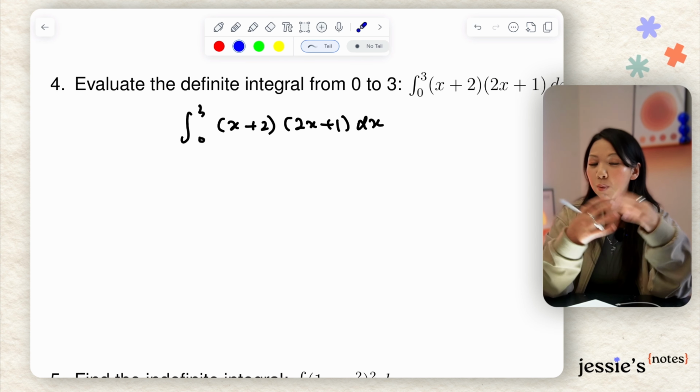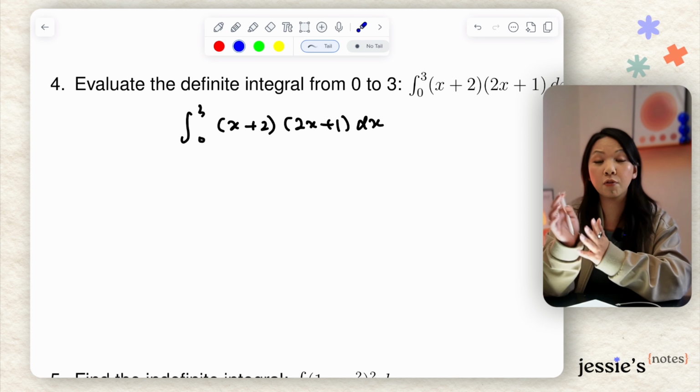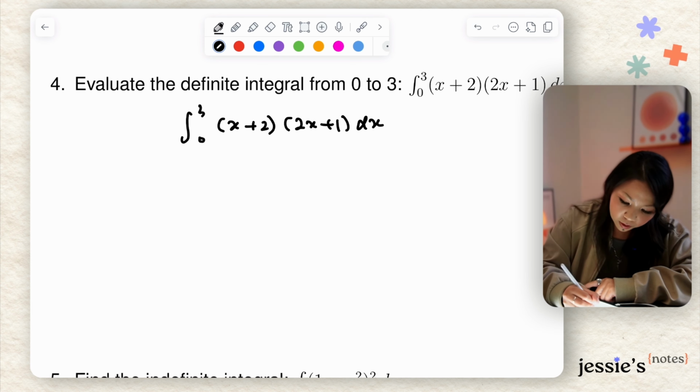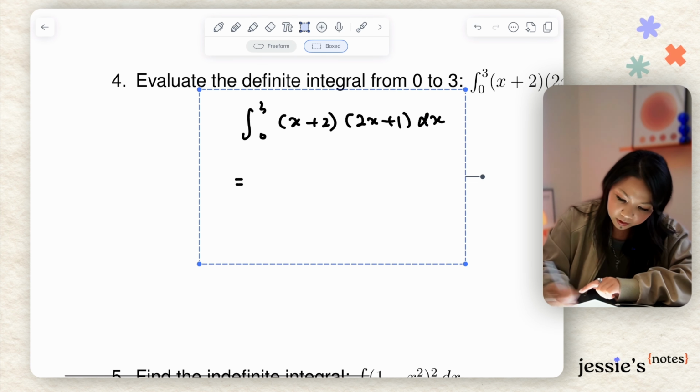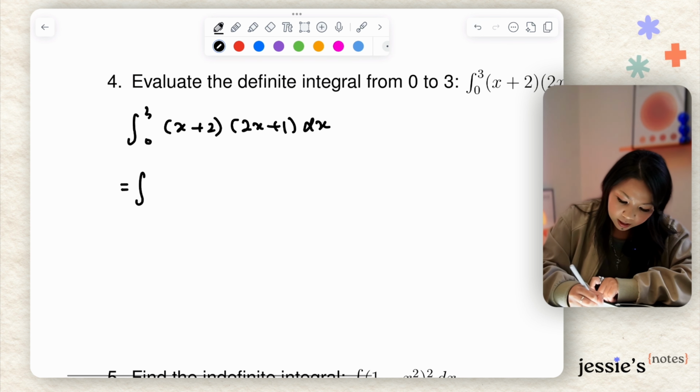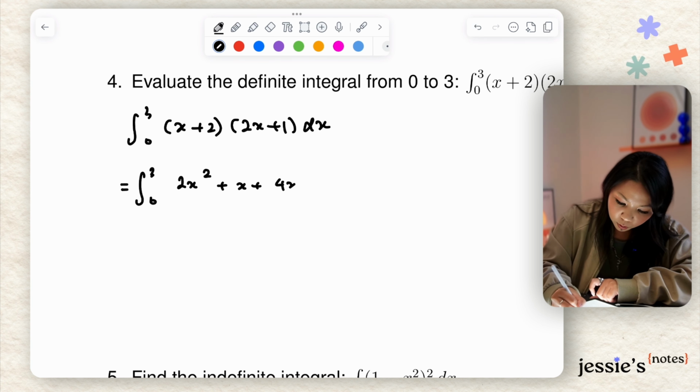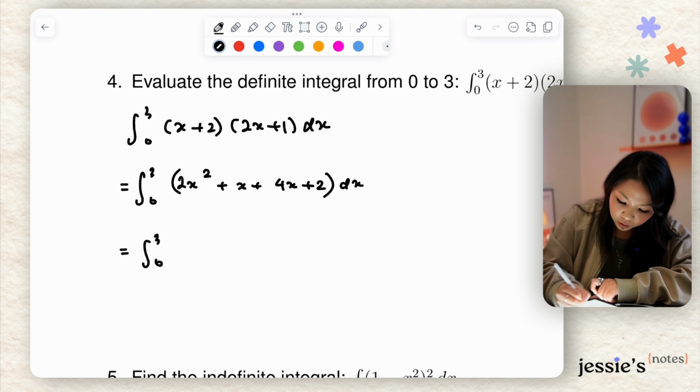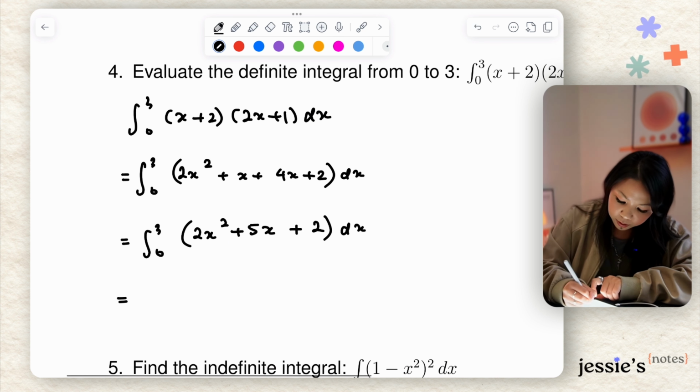And in this case, if you expand it, you can integrate the individual expanded bits. So this is going to then become, let me bring this over here, the integral from 3 to 0 of 2x squared plus x plus 4x plus 2. And then just quickly collect the like terms before you integrate it. 2x squared plus 5x plus 2. Okay, so now it's ready to be integrated.